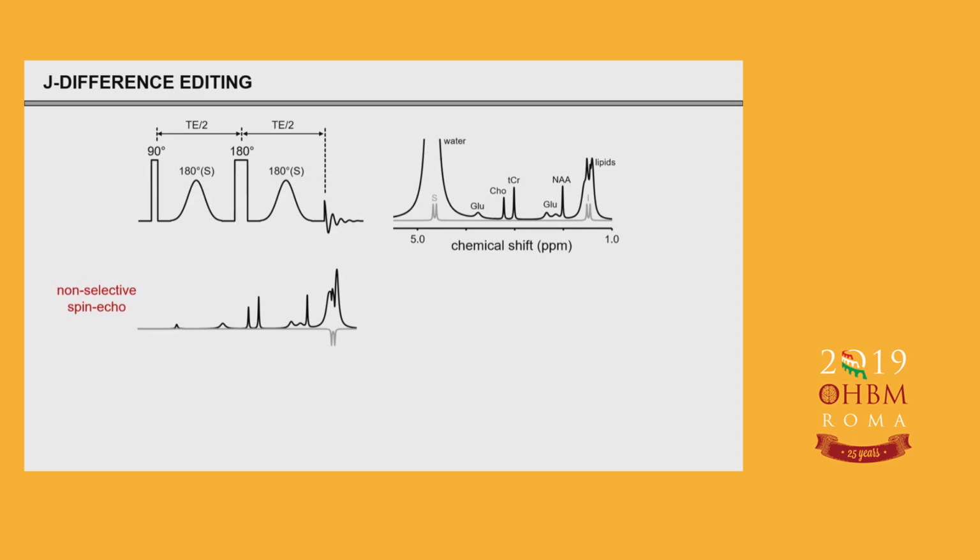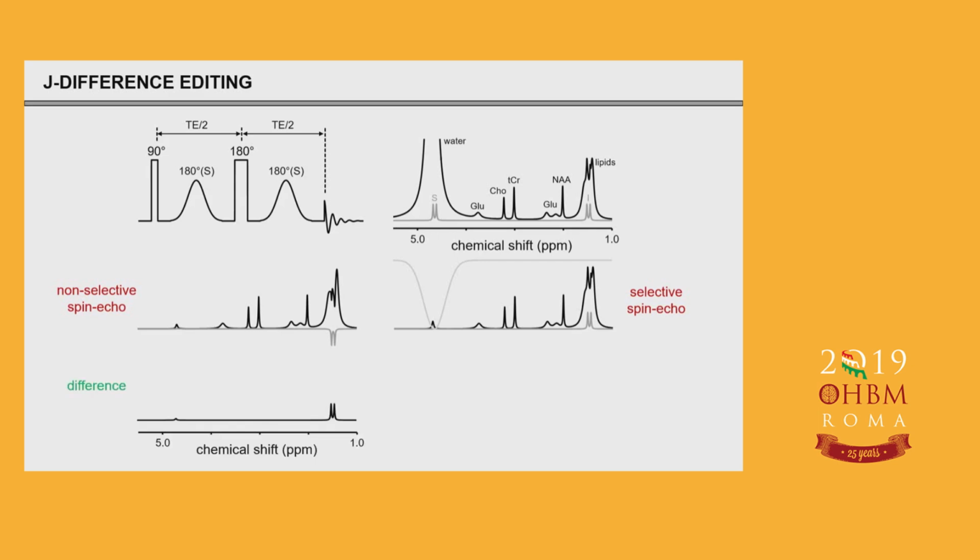spins. Therefore, we need to do the second experiment, which is now a frequency selective spin echo, in which we selectively refocus spin S. The result being that spin I is now up and positive. All the other spins in black were up and positive on the left spectrum, and they're still up and positive. So now J-difference editing: calculate the difference between those two spectra. You basically cancel out all of the black lines, and you end up with the compound of interest, spin I.